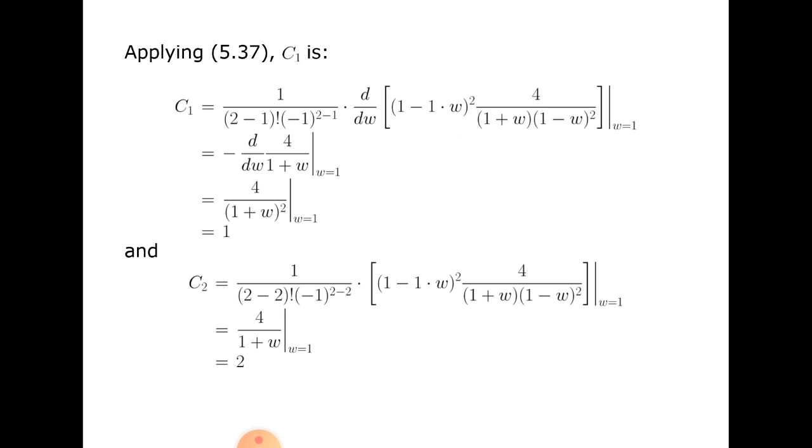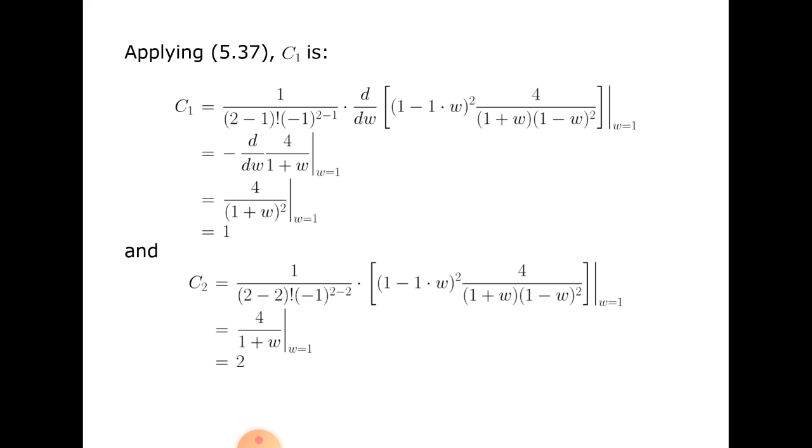So that is A, and C1 is equal to 1 divided by (2 minus 1)!, into d by d omega of (1 minus omega) the whole squared times 4 divided by (1 plus omega) into (1 minus omega) the whole square, where omega is equal to 1. So d by d omega of 4 divided by (1 plus omega), where omega is equal to 1. Substituting the value of omega, 4 divided by (1 plus omega) the whole square, where omega is equal to 1, we get 1. So that is the value of C1.